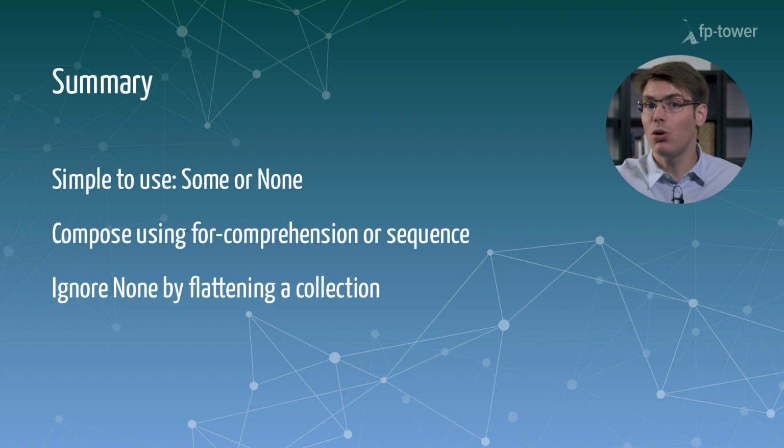Instead, if we want to ignore failures, we can use flatten or flat map on a collection, which will discard all the nones. As you can see, option gives us all the tools to handle errors. We just need to pick up the one suitable for our use case.